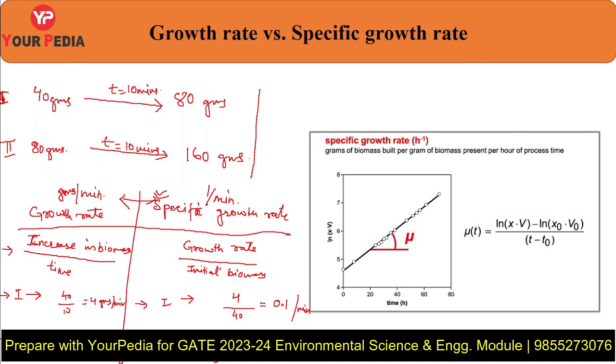Specific growth rate is found out from the exponential part of the growth curve. The growth curve looks something like this. The slope of this portion gives us the specific growth rate, which is depicted like this. Mu, or specific growth rate, is represented as mu at any time t is equal to ln x, cell concentration in log form, natural log.